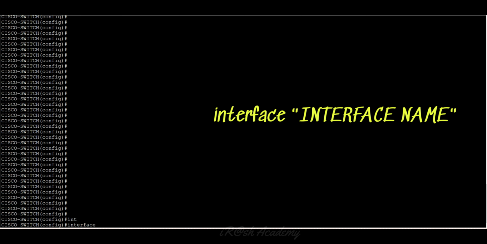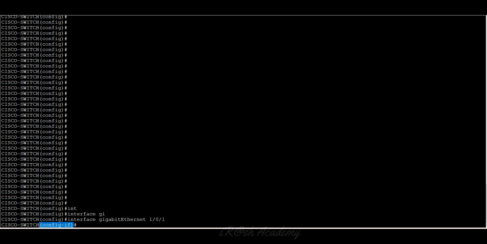To go to interface mode, I can type interface gigabit ethernet 1/0/1. This is one of the interfaces. So I am going into this interface to make the changes in that interface. When I press enter, can you see the prompt changes from config to config-if? What is this config-if? Config means this is in the configuration mode, and if means interface. Now I can make the changes at this interface the way I want, or I can exit from here.